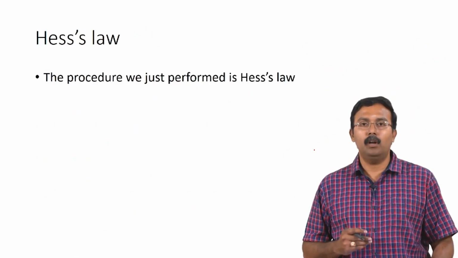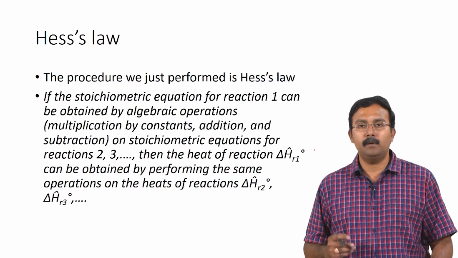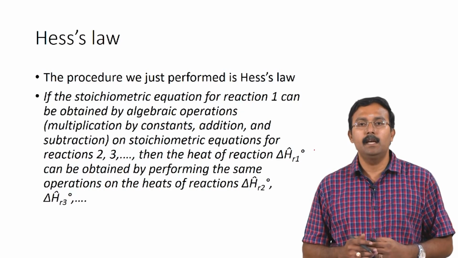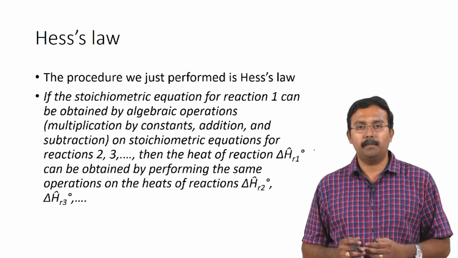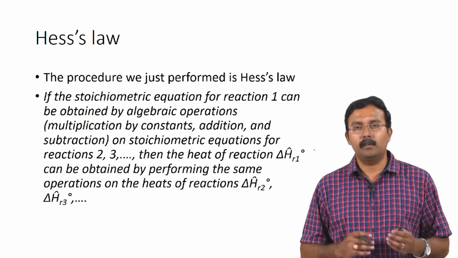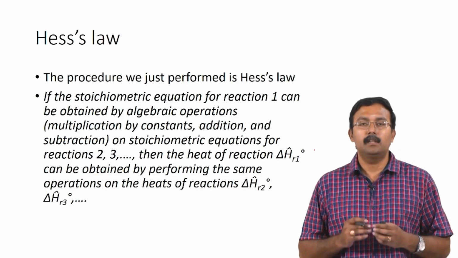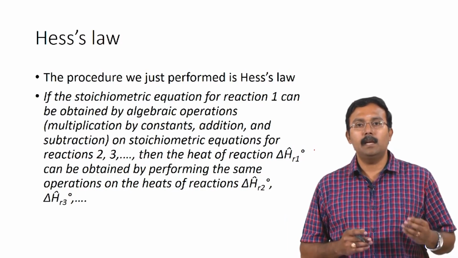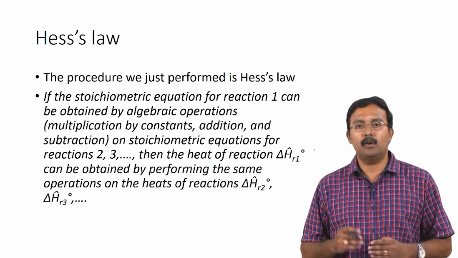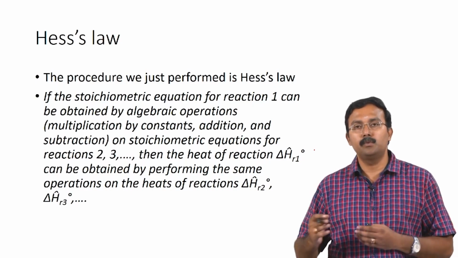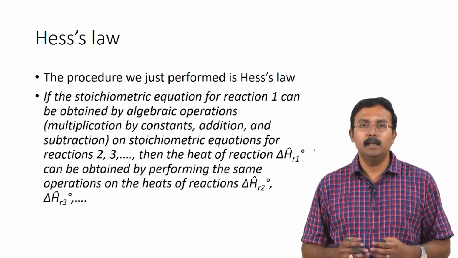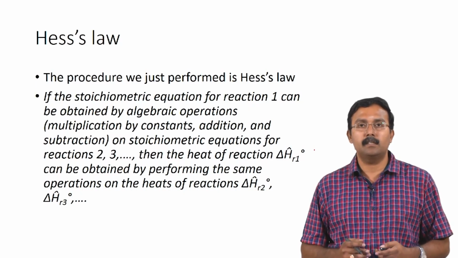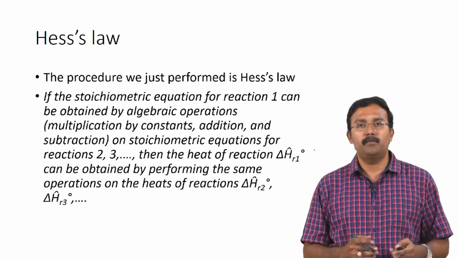What we did now is called Hess's law. Hess's law states that if the stoichiometric equation for reaction 1 can be obtained by algebraic operations, which could be multiplication by constants, addition and subtraction, on the stoichiometric equations for reactions 2, 3, 4 and so on, then the heat of reaction for reaction 1 can be obtained by performing the same operations on the heats of reaction for reactions 2, 3, 4 and so on. This is the statement of Hess's law, and this is what we just did. We can use this to calculate the heat of reaction for reactions that cannot be performed experimentally.